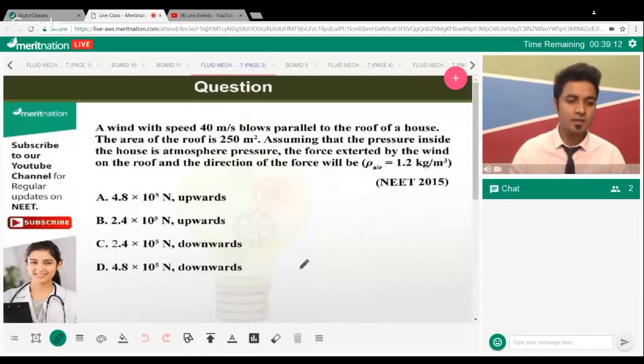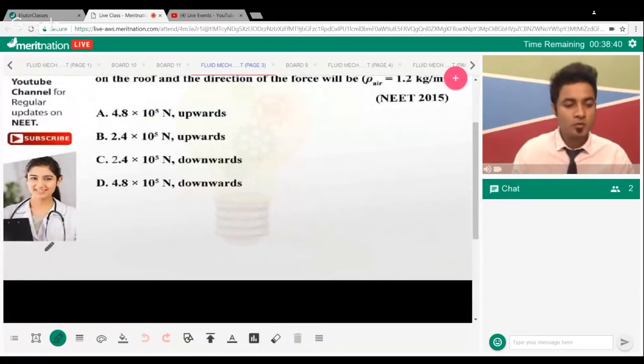We have a numerical here that says a wind with a speed of 40 meters per second blows parallel to the roof of a house. The area of the roof is 250 meters square. Assuming that the pressure inside the house is atmospheric pressure, the force exerted by the wind on the roof and the direction of the force will be, and we are given the density of the air. So what we are going to do is make an illustration for all of you guys.